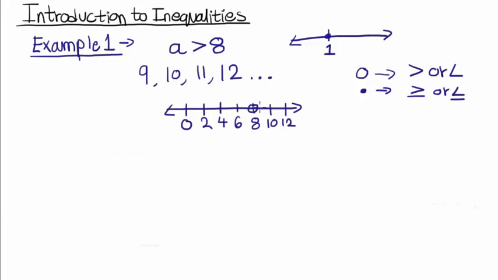The next thing that I really need to do is simply draw a line in the direction of the solution. So the direction of the solution is all numbers greater than 8. Basically, all I really need to do is draw a little dashed line pointing away from the number 8 into the direction of the solution. So this right here is how I would graph the inequality a is greater than 8.